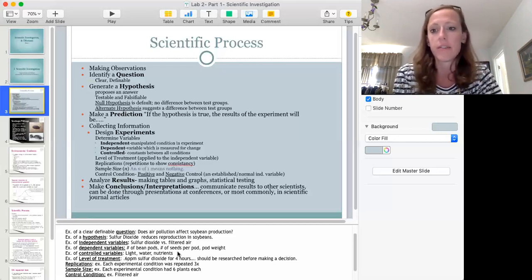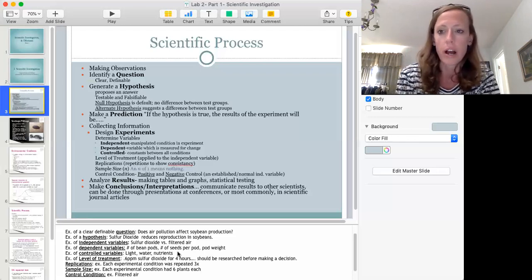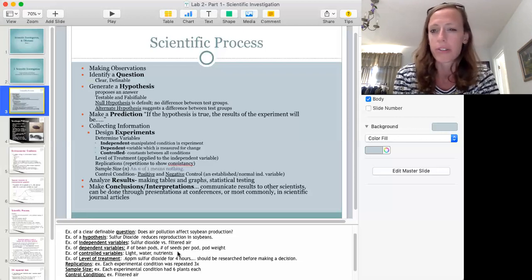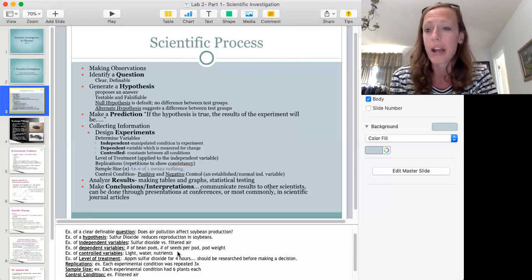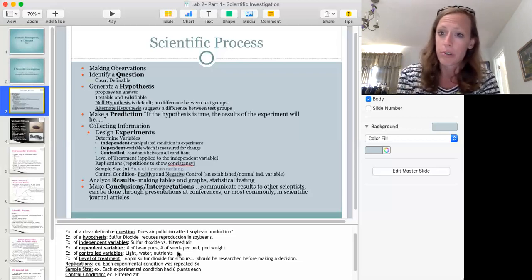And then a negative control would be the opposite. It establishes that there's no, again, no change in these soybean plants that for one reason or another would make them unhealthy and not able to produce even in normal conditions, in healthy conditions for a soybean plant.